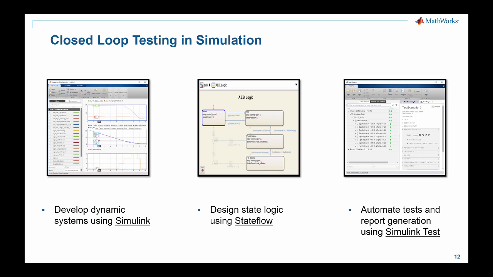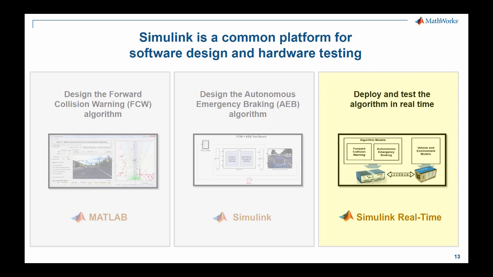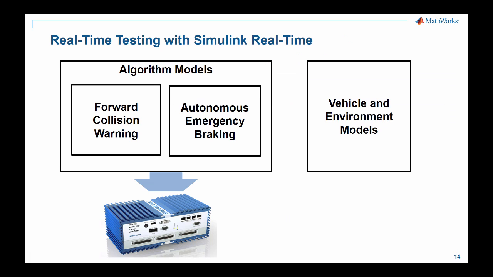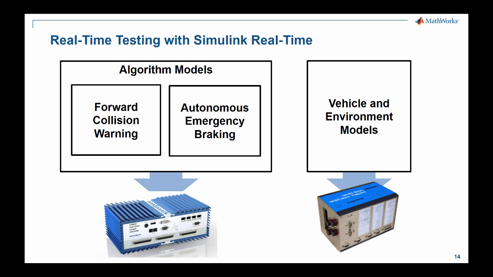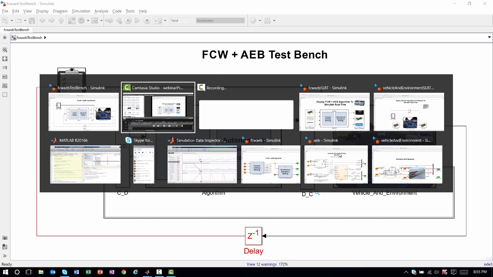Now that we have the simulation testing done, let's run the same test on our test bench simulator. Like I explained at the start of the presentation, I take my algorithm model, generate a real-time application with Simulink Real-Time, and deploy it on one Speedgoat target computer. Then deploy the environment models to the other Speedgoat target computer. And this is what those models look like.